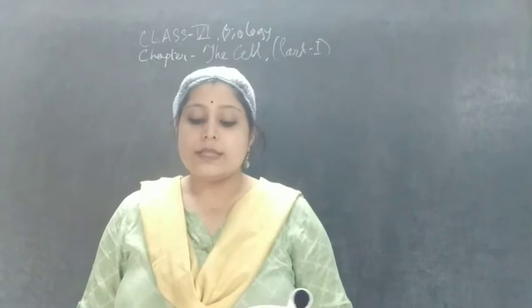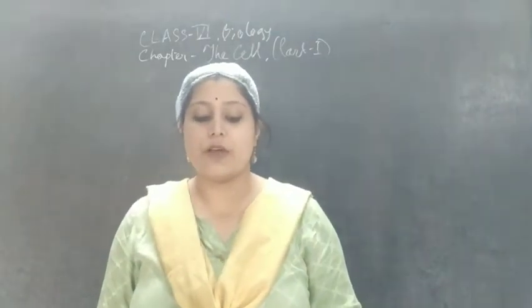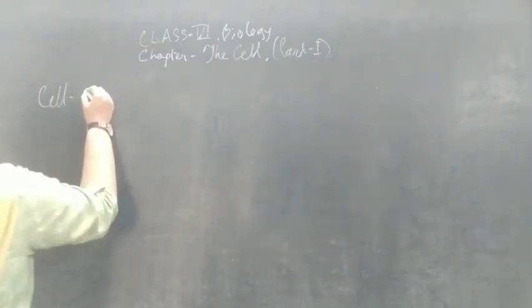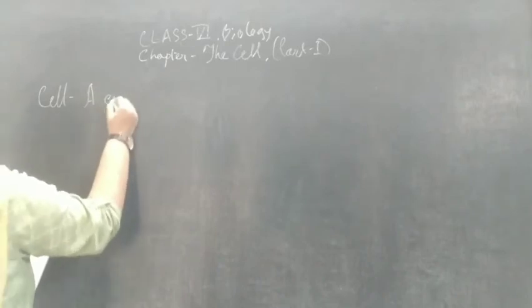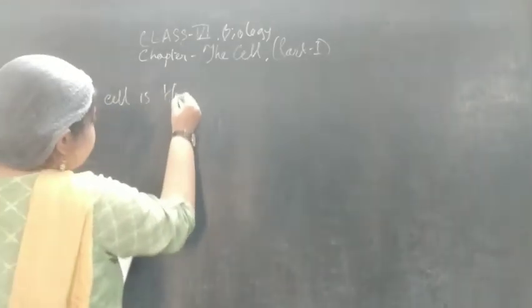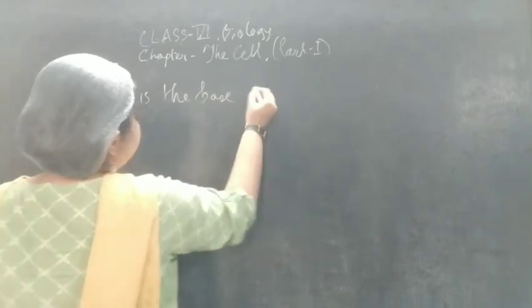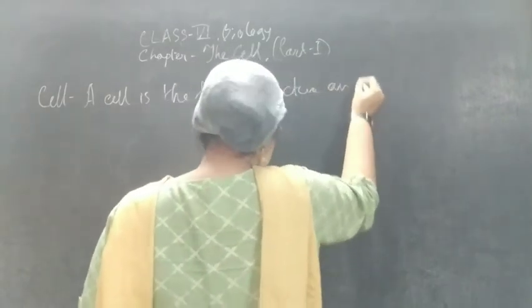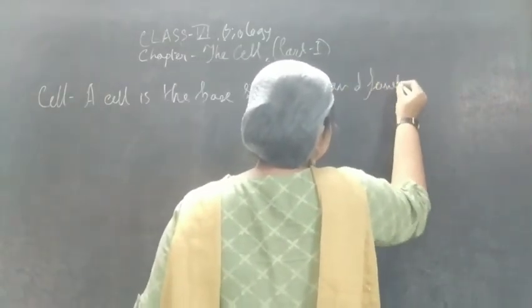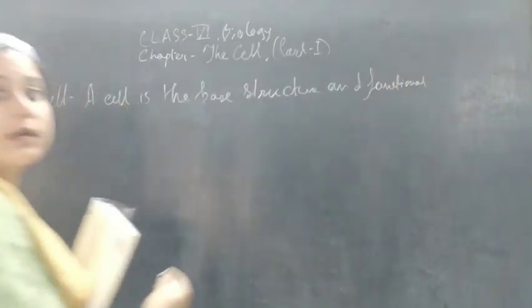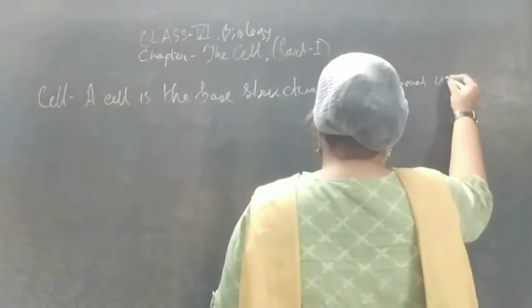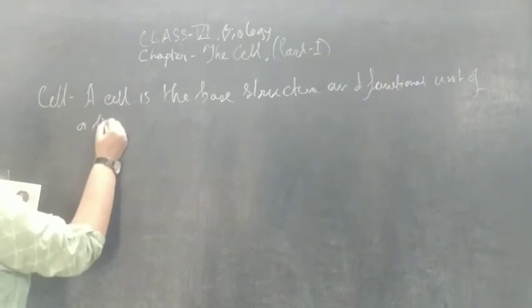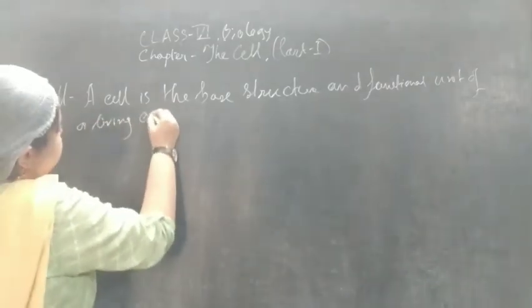Okay. So the cell is the base structural and functional unit of the living organism. So what is the cell? Cell is the base structure and functional unit of living organisms.